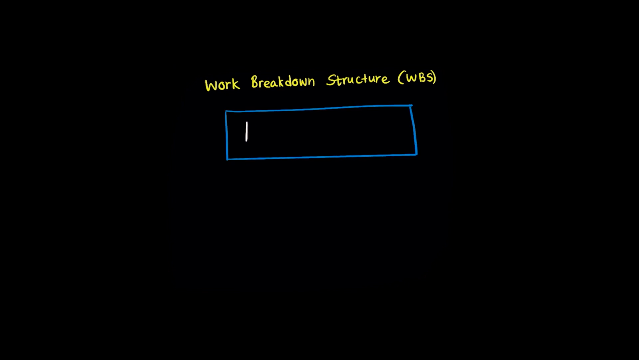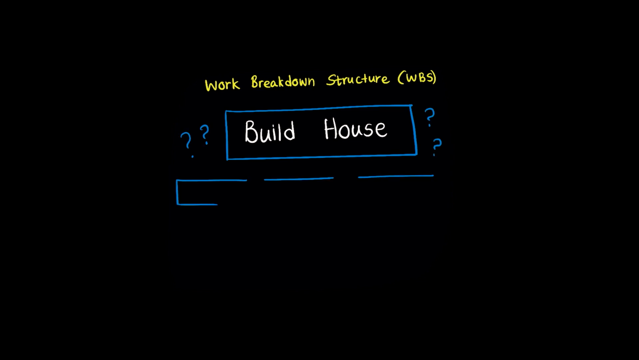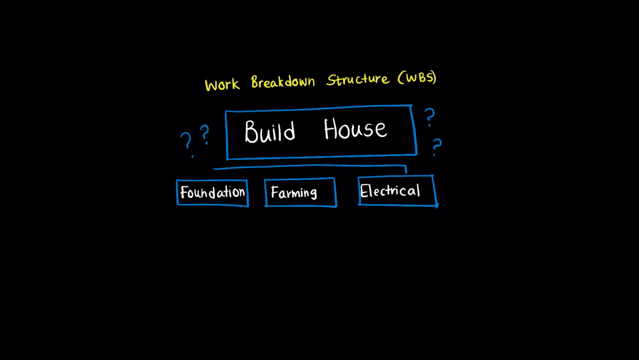Work breakdown structure is the project manager's organisational tool for tackling complexity. Imagine trying to build a house by just thinking, build house. Overwhelming, right? WBS breaks this down systematically. First level, foundation, framing, roofing, electrical, plumbing. Second level, under electrical, you have wiring, outlets, panels, fixtures. Third level, under wiring, you have purchasing materials, running cables, making connections, testing.